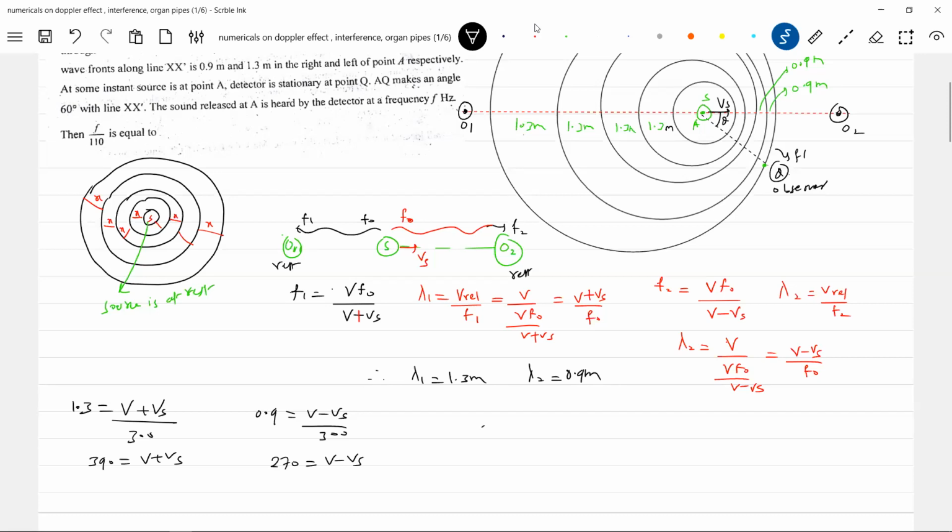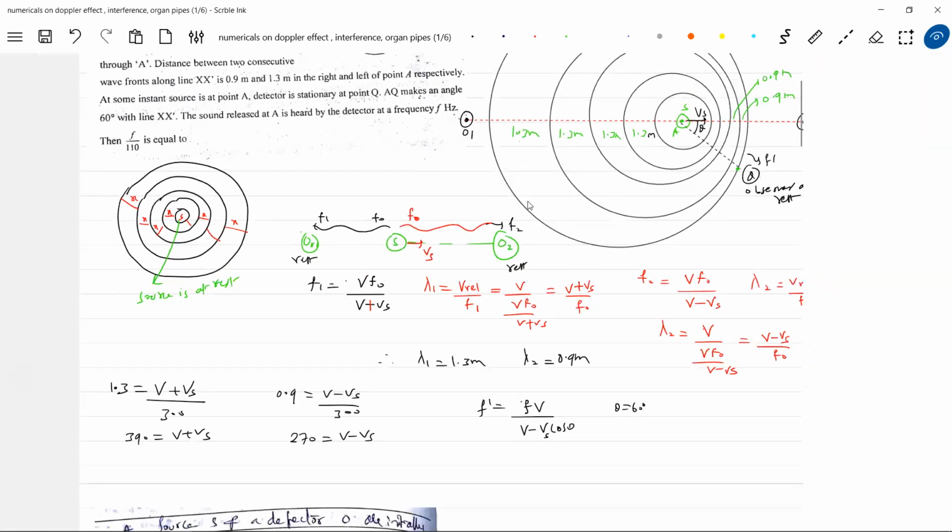Okay, let's write the apparent frequency formula. F dash, with the observer at rest, should be equal to F into V by V minus Vs cos theta. Theta is given as 60 degrees. The Vs value we are going to get from here. The V value also we are going to get from here. Then we'll get the apparent frequency.